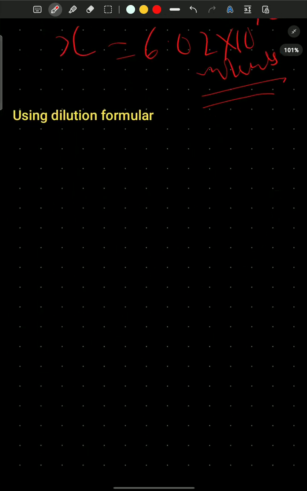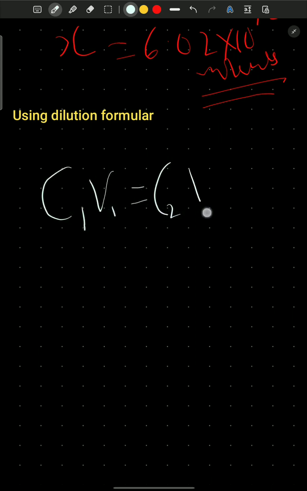So the last one now is the dilution formula. So the dilution formula is actually the last one. And when I mean dilution formula, yes, it's something we know very well. We are all familiar with C1V1 is equal to C2V2. Yes, that is the dilution formula.